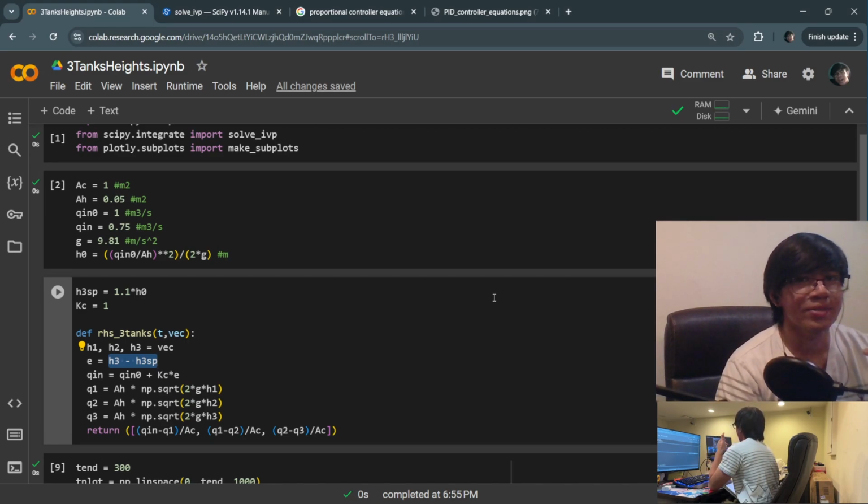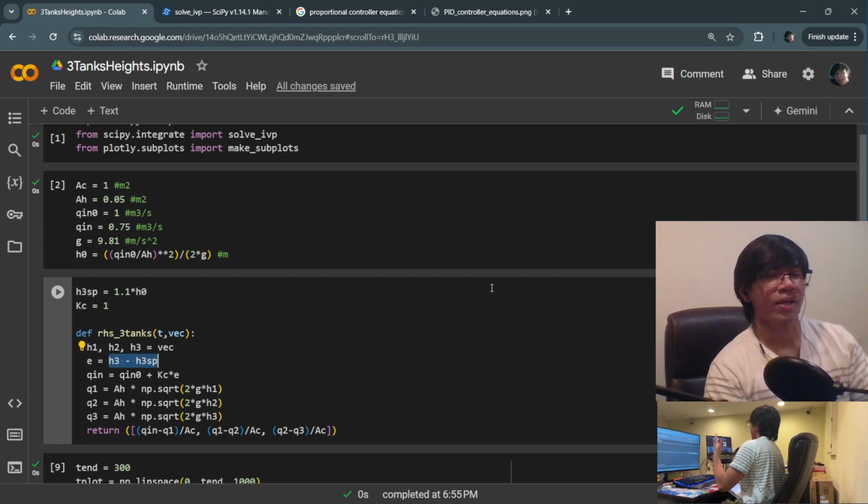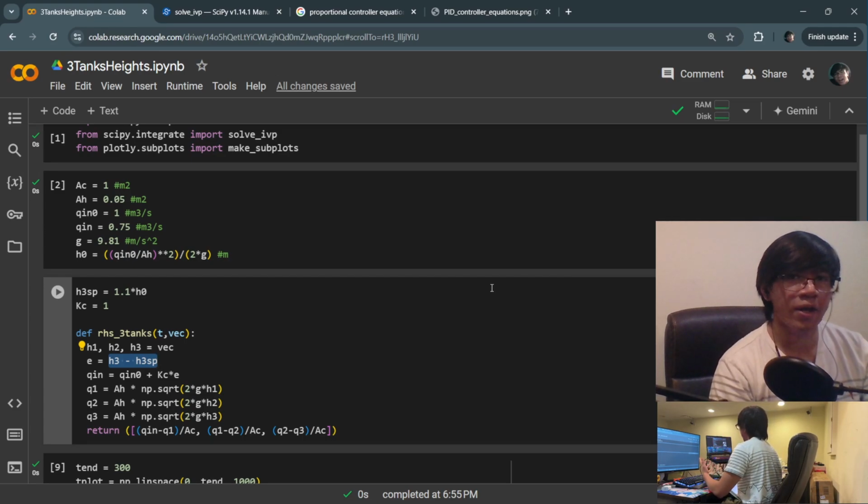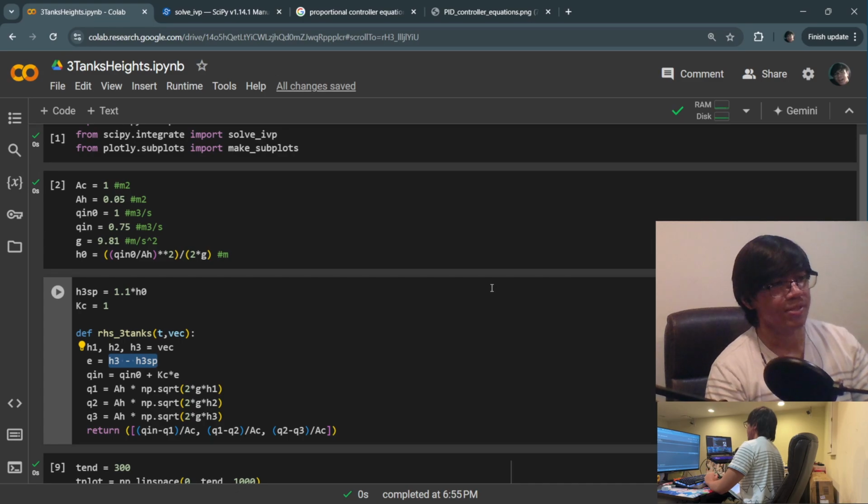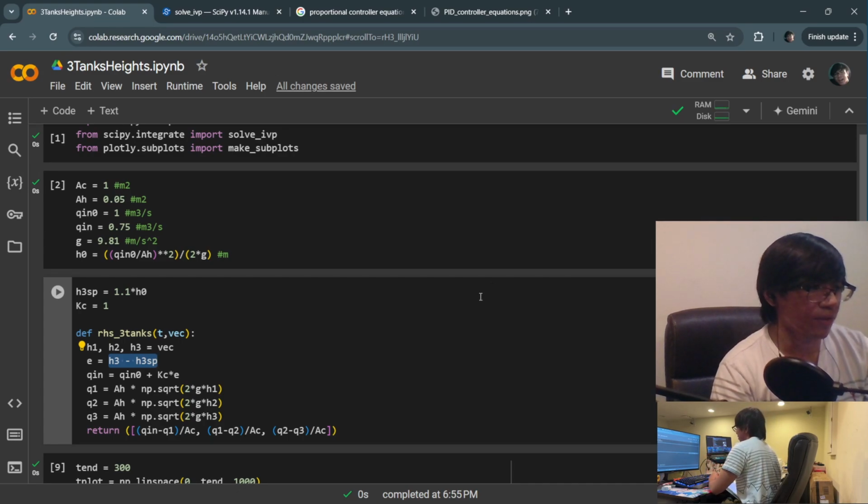So if we have a height in our third tank that's higher than our set point, how do we want to reach our set point? We're going to have to decrease our inlet flow. The inlet flow is what's controlling all the heights of the tanks. So if the height in tank 3 is too high, you're going to want to decrease it because it's higher than the set point. How else are you going to go down? You need to decrease our inlet flow.